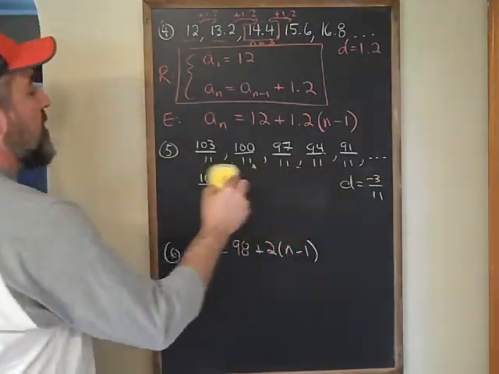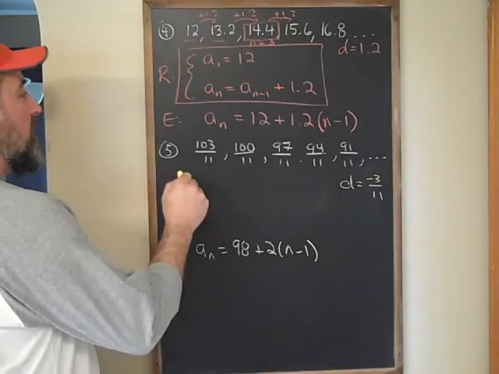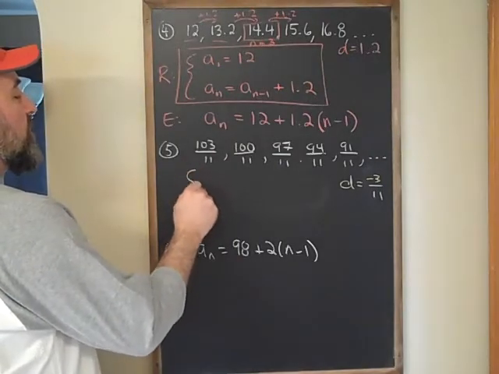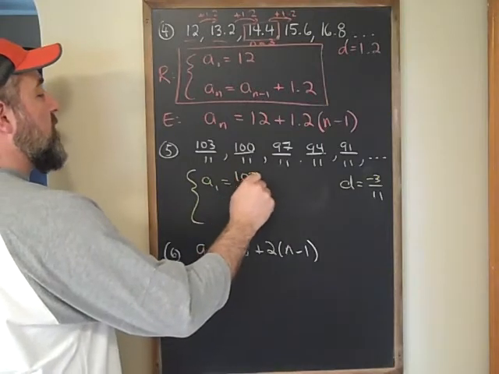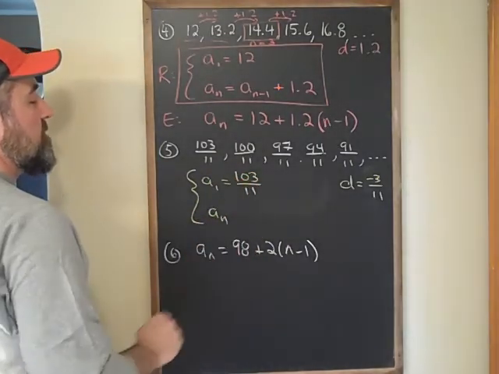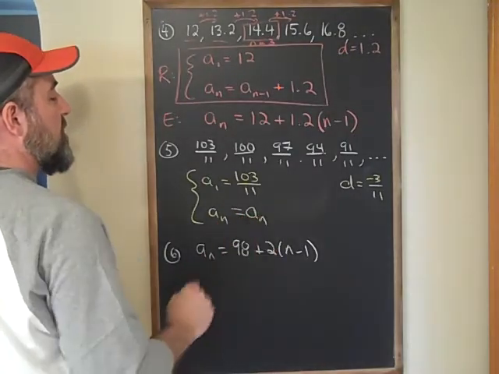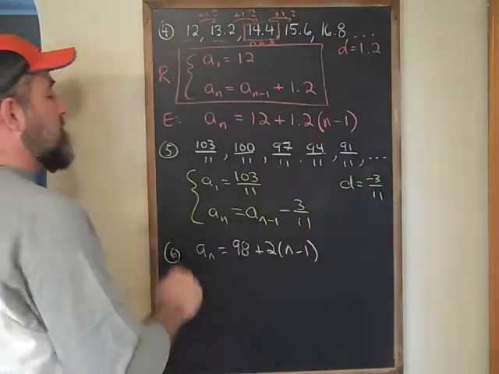So now that we have that squared away, we can write the recursive formula for this. We'll say the first term is 103 elevenths, and the new term is the previous term, take away 3 elevenths. There you have it.